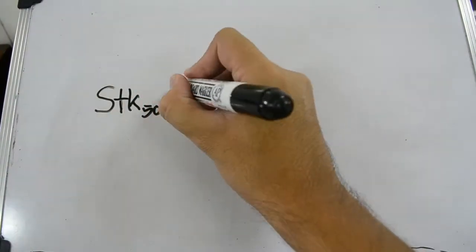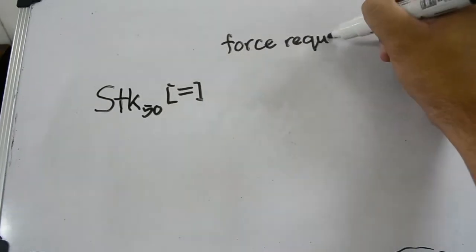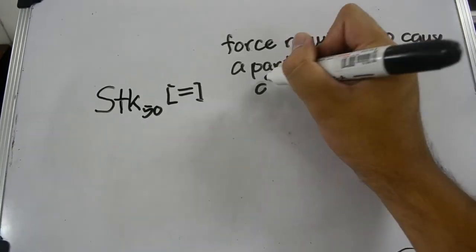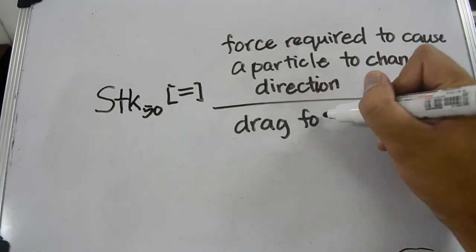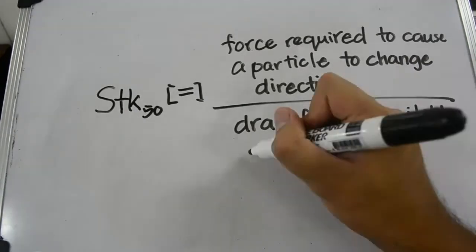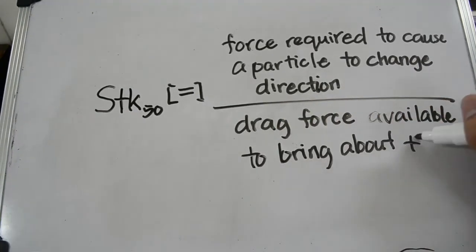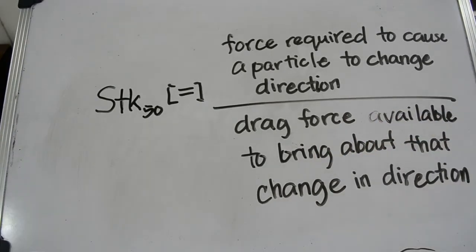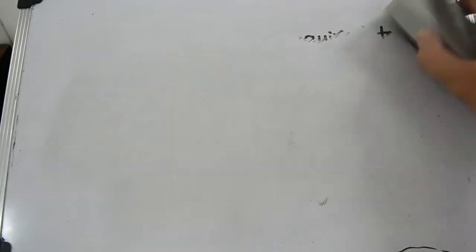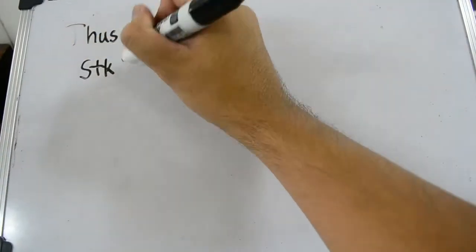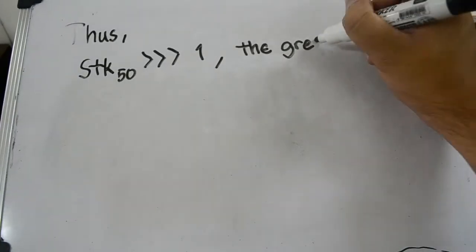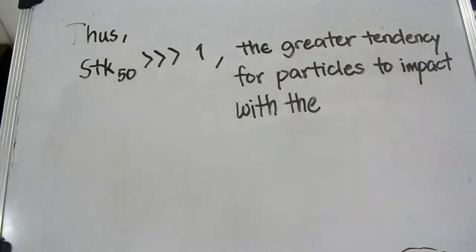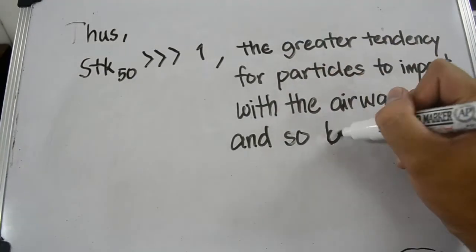Analysis shows that for a gas carrying particles in a duct, the Stokes number is the dimensionless ratio of the force required to cause a particle to change direction and the drag force available to bring about that change in direction. The greater the value of the Stokes number above unity, or 1, the greater is the tendency for particles to impact with the airway walls and so be captured.